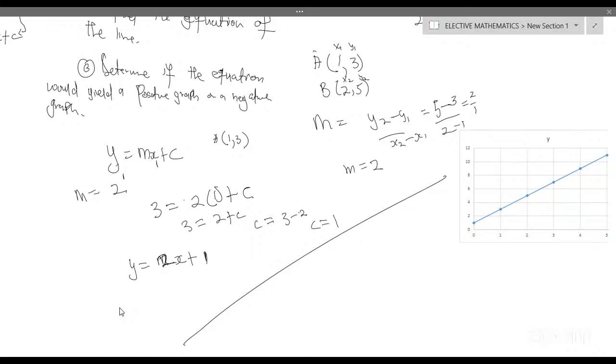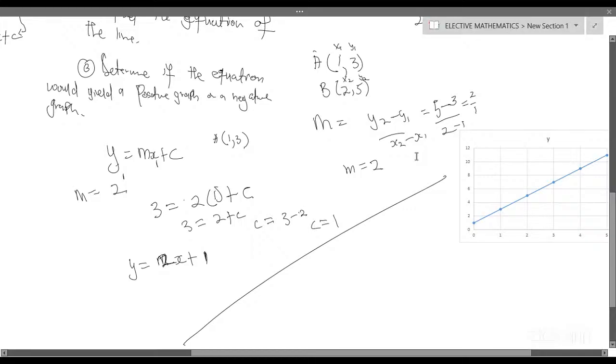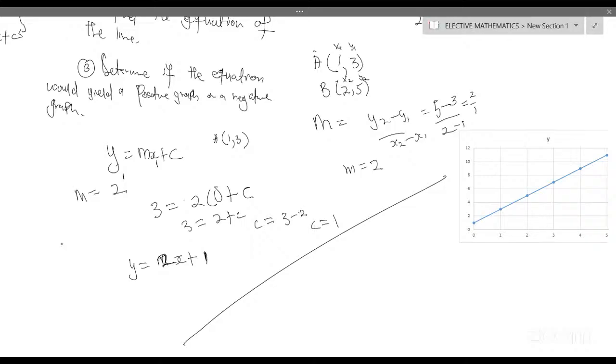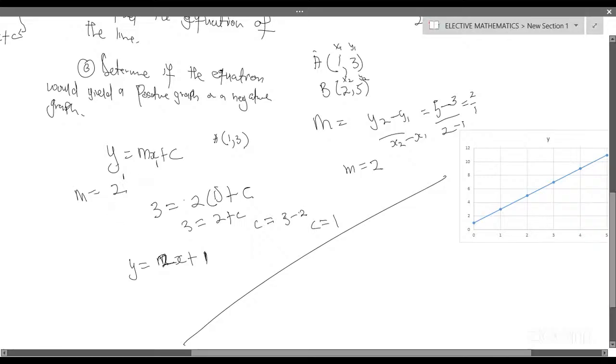Vanessa, have you seen it? Yes, please. So you punch 2x, right? Ella, Elsie. Yes, sir, we've punched it. Okay. So now you punch 2x. Now you punch plus 1. Have you punched plus 1? So now you should be having something like this on your calculator.